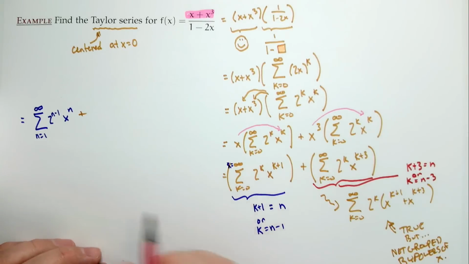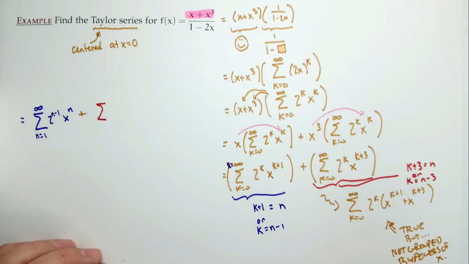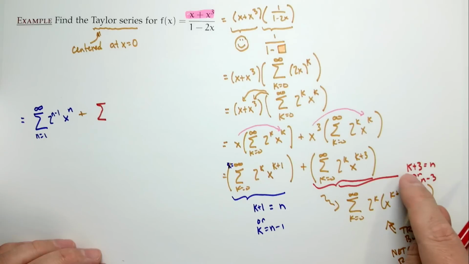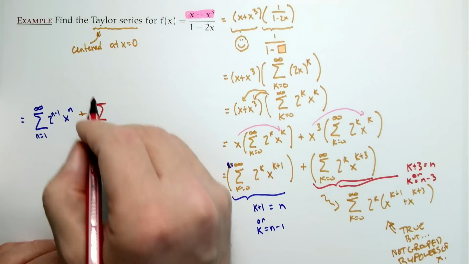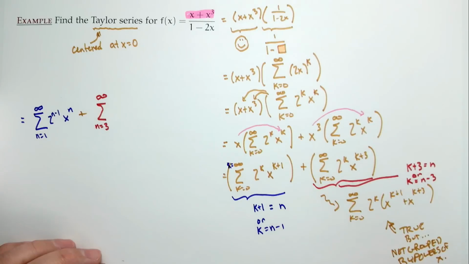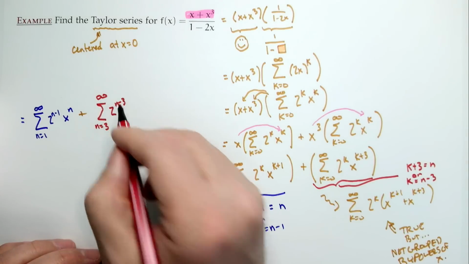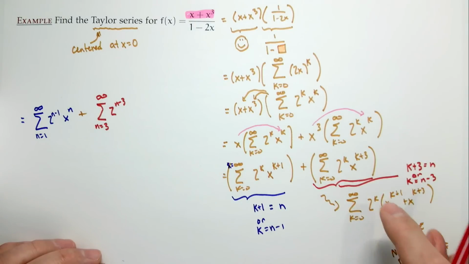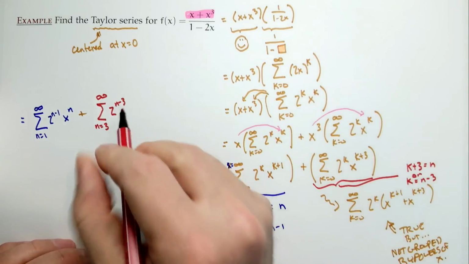So what do we get? Well, we get the sum. And here, when k equals 0, what does n equal? 0 plus 3. So sum from 3 to infinity. 2 to the k becomes 2 to the n minus 3. And then we have x to the k plus 3 becomes x to the n.